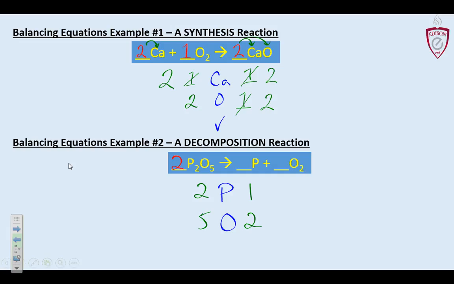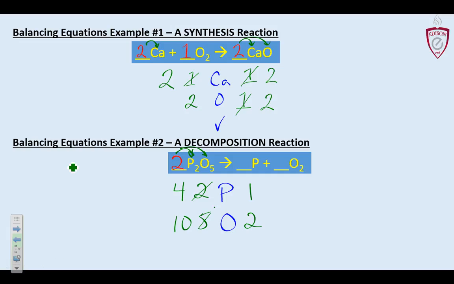Now I'm going to distribute this out, and I've got to recount both. So I don't have 2 P's anymore, I have 4. And now I have 10 oxygens. Sweet. Now I can say I've got 4 and 1 phosphorus, but let me stick with the oxygen for now.